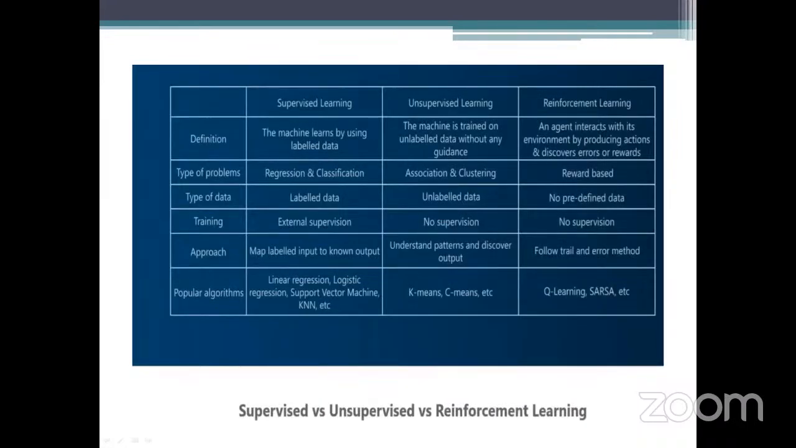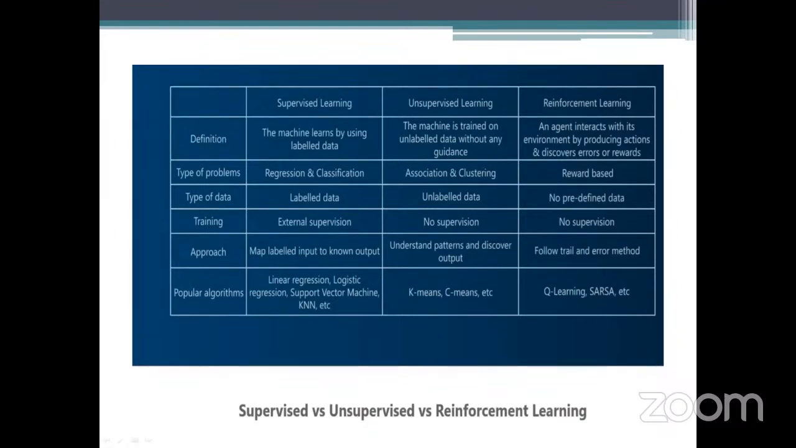Here we'll discuss the difference between these three types of machine learning, just to make the concept clear, right? These three things are very important in machine learning and artificial intelligence. First is the definition. In supervised learning, the machine learns by using labeled data, right? The label, the name, the idea is given. That is supervised learning.